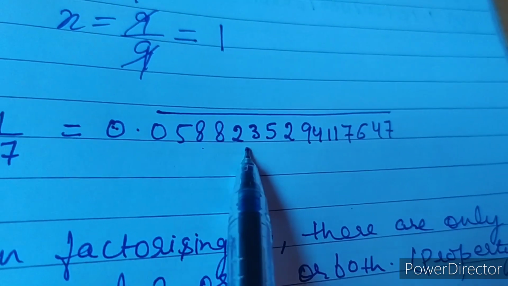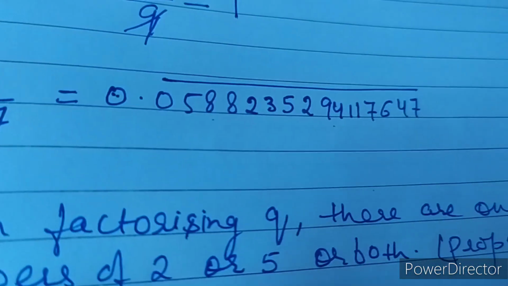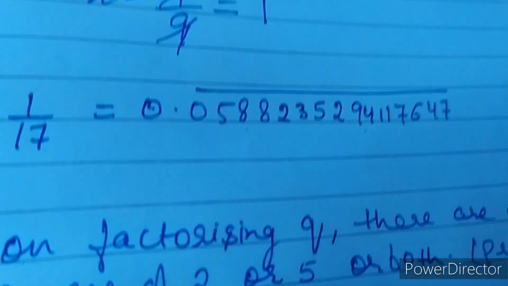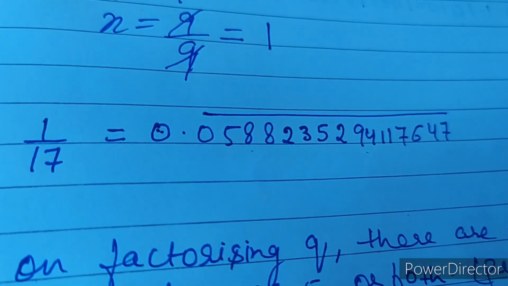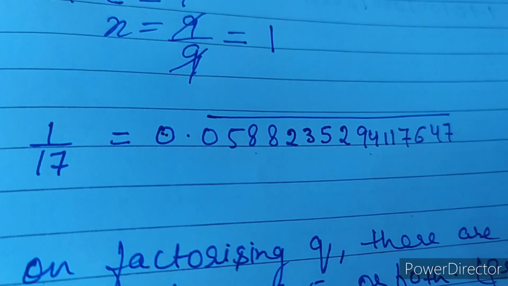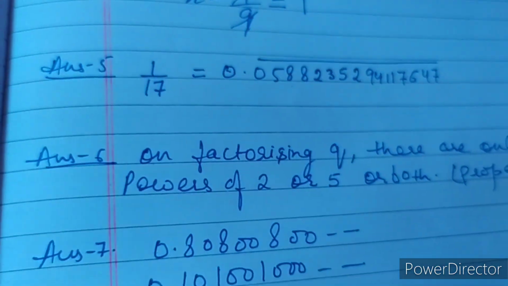It means how many digits are there? 1, 2, 3, 4, 5, 6, 7, 8, 9, 10, 11, 12, 13, 14, 15, 16 numbers are there. Please try to do it in your notebooks or in your rough copies, and please see whether my answer is correct or not. And 16 digits are there in the repeating block of division 1 by 17. This is a very interesting division. You can try it out in your notebooks.